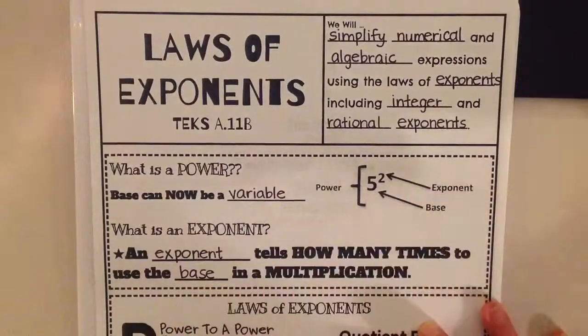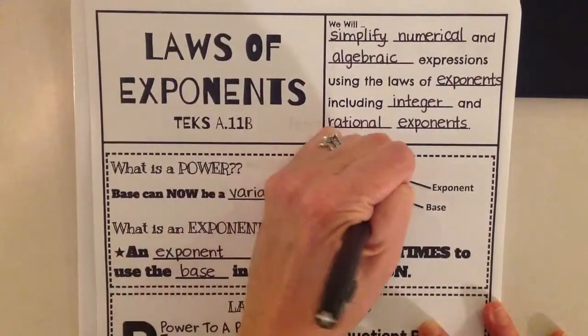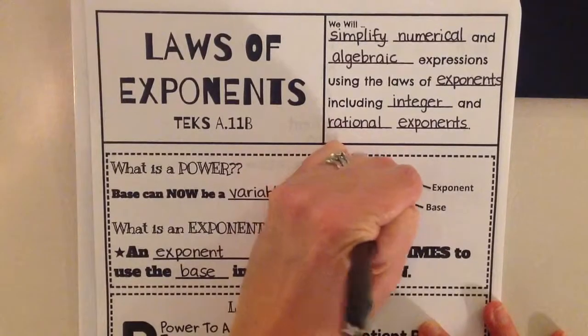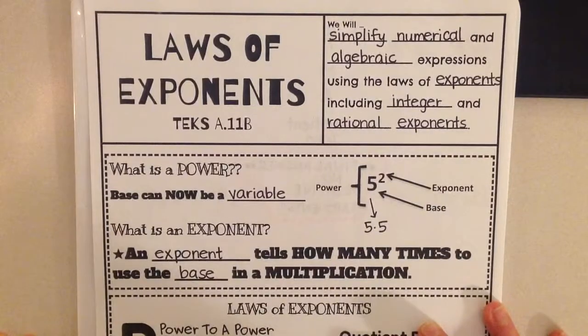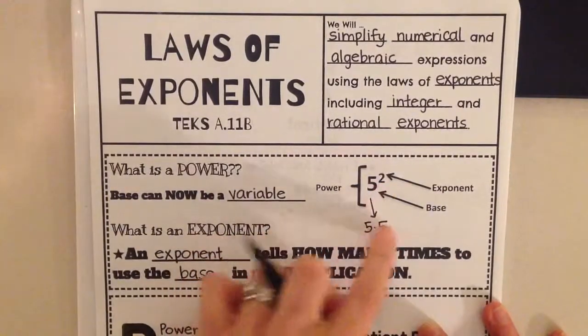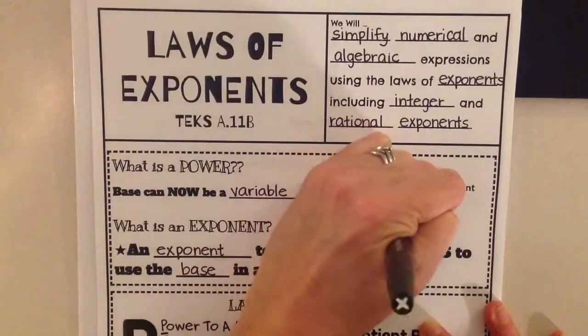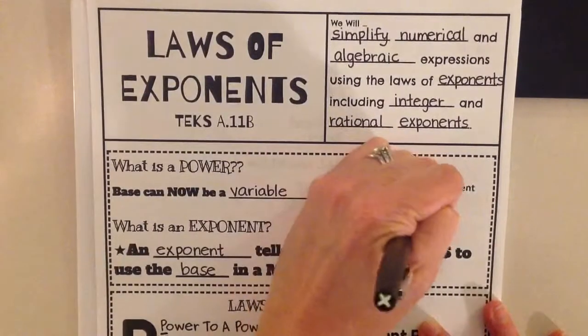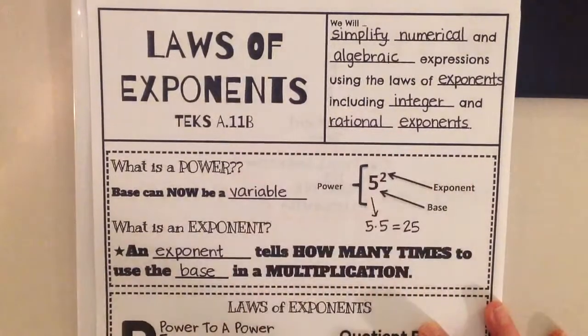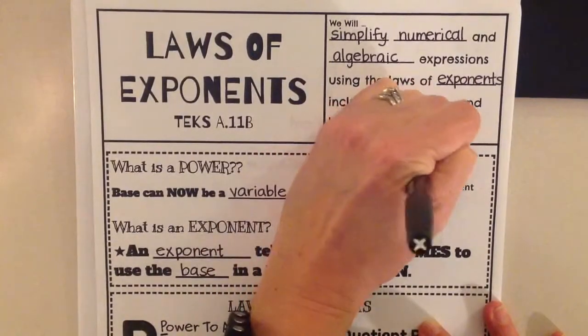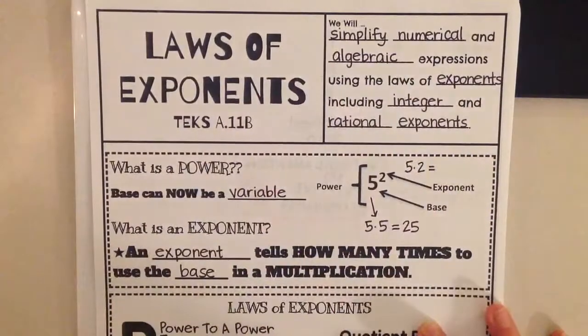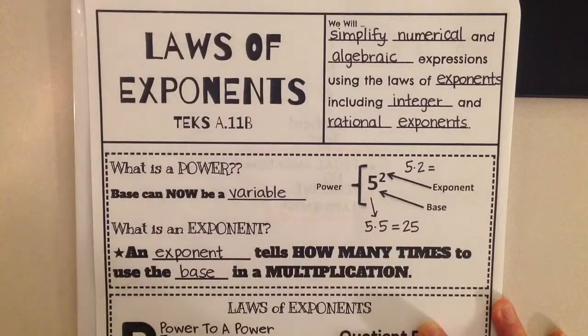So we have 5 to the power of 2 here. That really is 5 being multiplied twice, because my base is 5 and the exponent tells me to multiply the base twice. And so if I multiply 5 times 5, I will get a result of 25. Now the most common mistake kids will make is they will say 5 times 2. They will take the exponent and the base and multiply, and they will get an answer of 10.